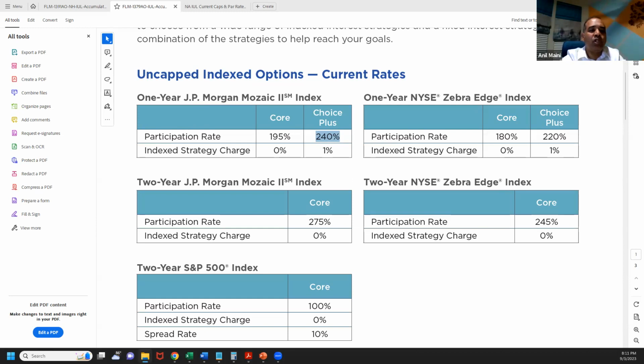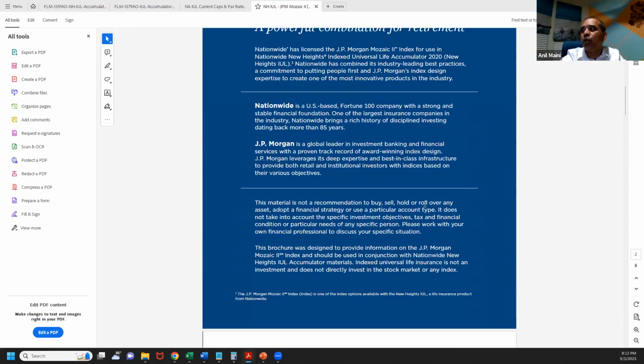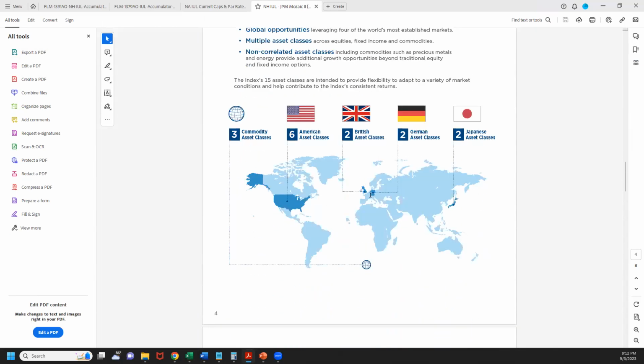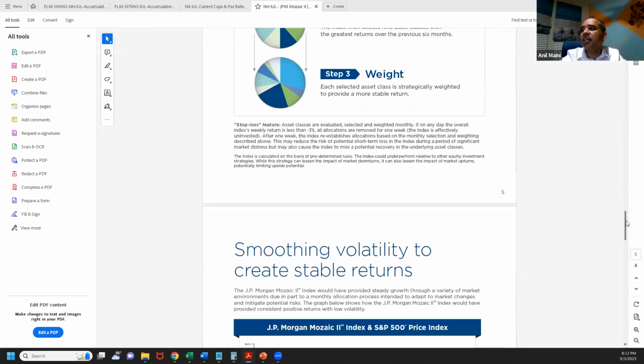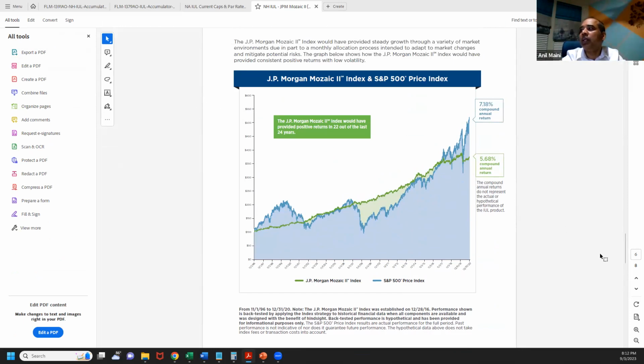Let me open a brochure. So you can download the brochure for each of these indexes from the Nationwide website. And if we see, let me open one, for example, the JP Morgan Mosaic Index brochure. So in that brochure they give you how they are managing that index, what the benefits are, but the main thing is the returns, right? So they have given the returns graph here based on the back testing that we were discussing.